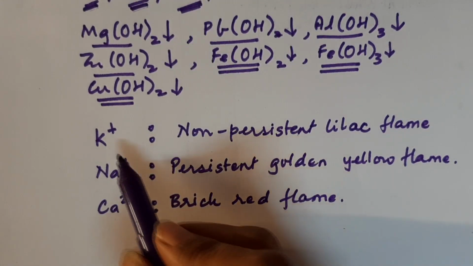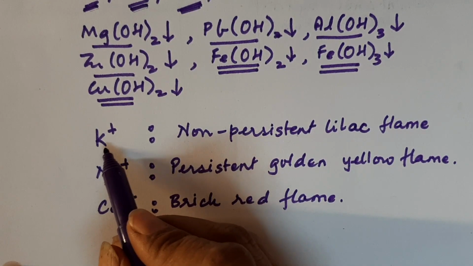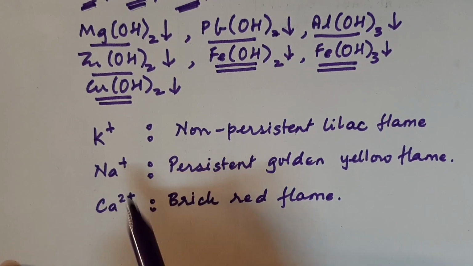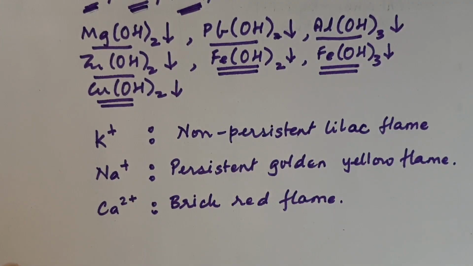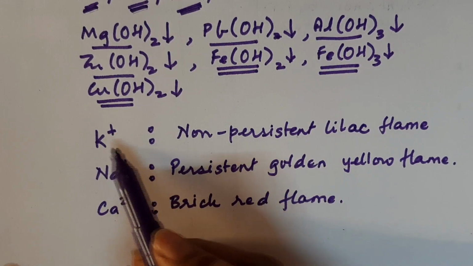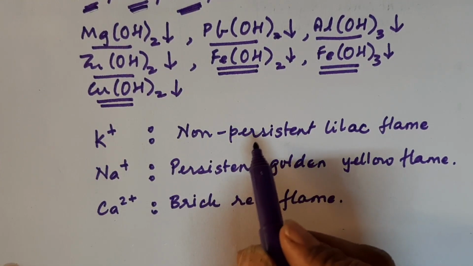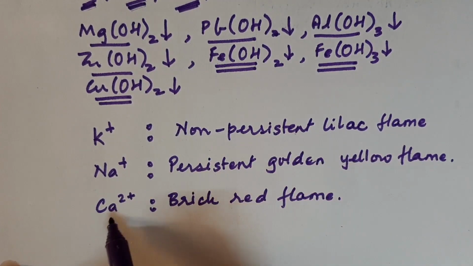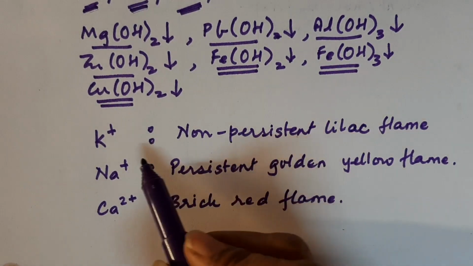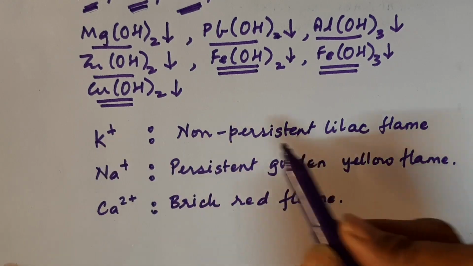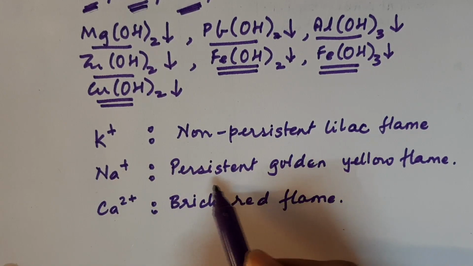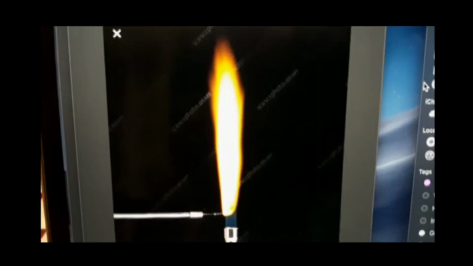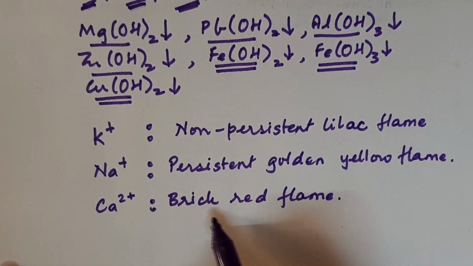Now from the colorless cations, potassium K1+, sodium Na1+, and calcium 2+ are detected by the flame test because they will not give you the precipitates because they are going to be soluble. Calcium hydroxide is sparingly soluble, and so you will see that potassium will give a non-persistent lilac flame. If it's a sodium compound, it will give a persistent golden yellow flame. And if it's calcium 2+, it will give us a brick red flame.